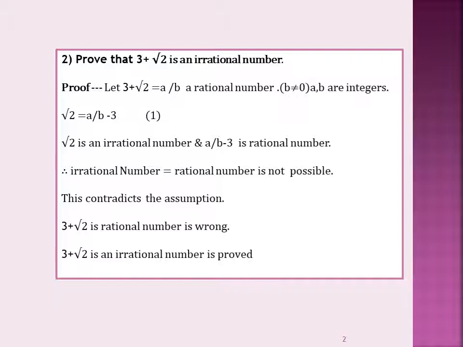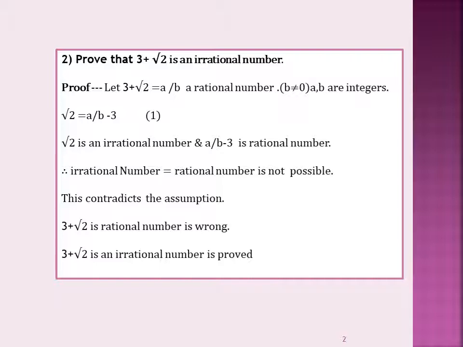Here 3 plus root 2, plus opposite is minus, so plus 3 goes to the right hand side as minus, and we get root 2 equal to a upon b minus 3. Here root 2 is an irrational number, but a upon b minus 3, a rational number minus an integer, again the answer is a rational number. Therefore irrational equal to rational is not possible. This also contradicts our assumption, therefore 3 plus root 2 is a rational number is wrong, which means 3 plus root 2 is also an irrational number.